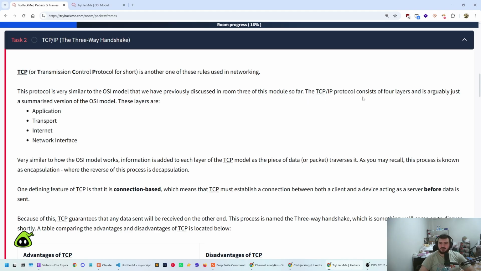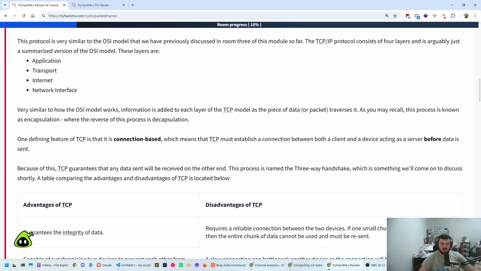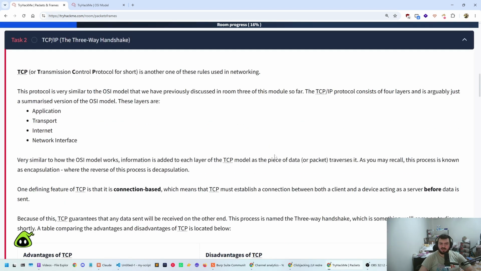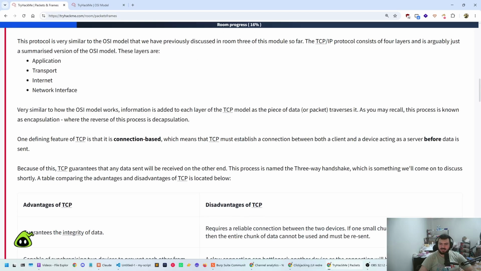So far, the TCP/IP protocol consists of 4 layers and is arguably just a summarized version of the OSI model. Application, transport, internet, and network interface. Very similar to how the OSI model works, information is added to each layer of the TCP model as the piece of data or packet traverses it. As you may recall, this process is known as encapsulation, where the reverse of this process is decapsulation.